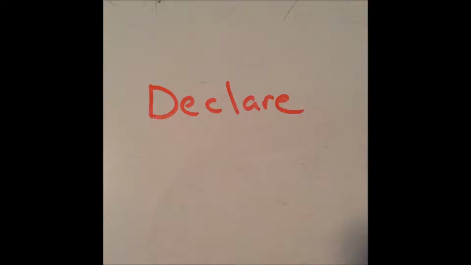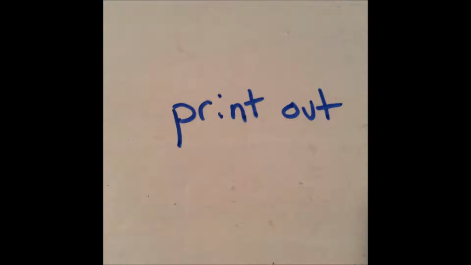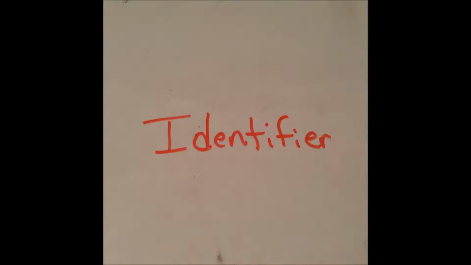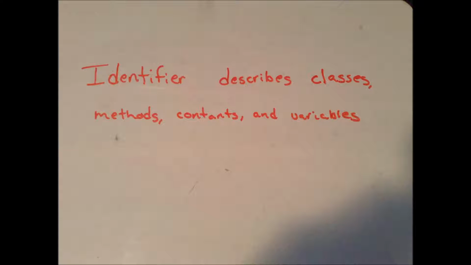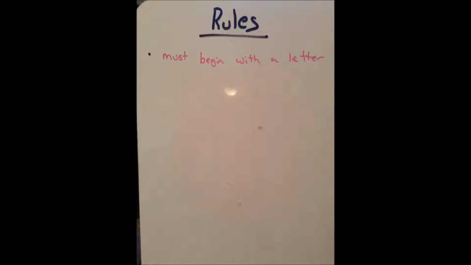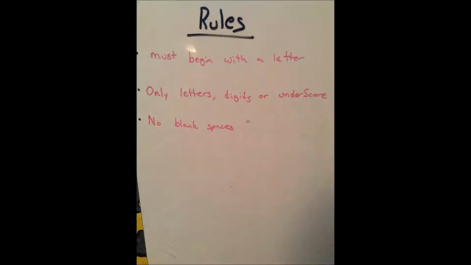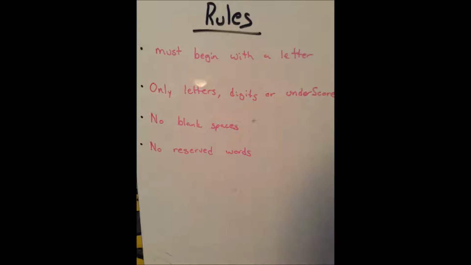In this lesson, you will declare variables, store values in them, learn operations to manipulate and use those values, and print out the values using System.out.object. An identifier is a name that will be used to describe classes, methods, constants, and variables. The rules for naming identifiers in Java are: identifiers must begin with a letter. Only letters, digits, or underscores may follow an initial letter. A blank space cannot be used. Identifiers cannot be reserved words.